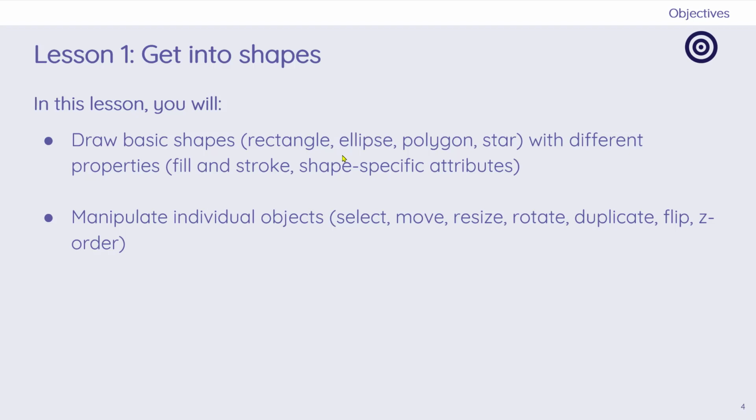Okay, the first thing you're going to do is learn how to draw some of the basic shapes: rectangles, ellipses, polygons, stars, with all of the different properties of their fills and strokes and some shape-specific attributes, such as rounded corners. We're also going to see how you can manipulate these on a page: selecting them, moving, resizing, rotating and flipping them, all on the page.